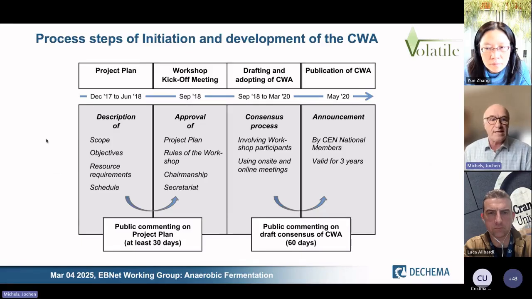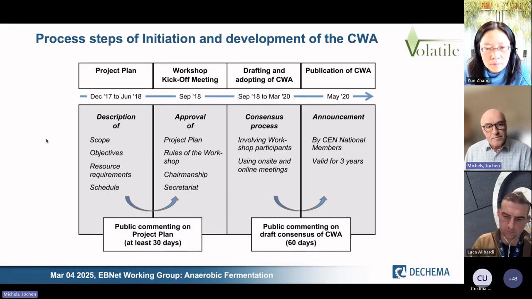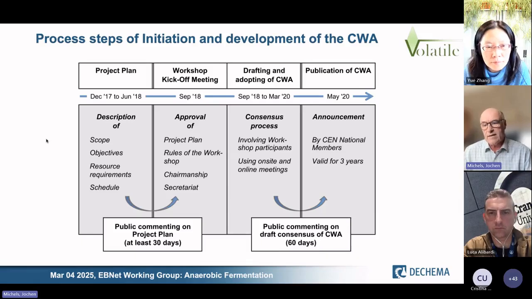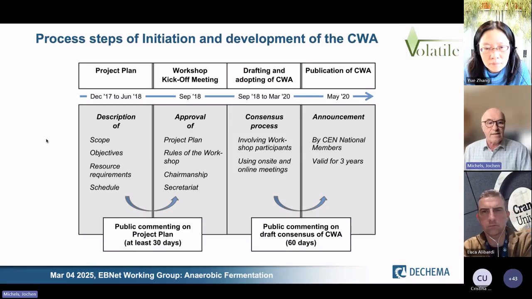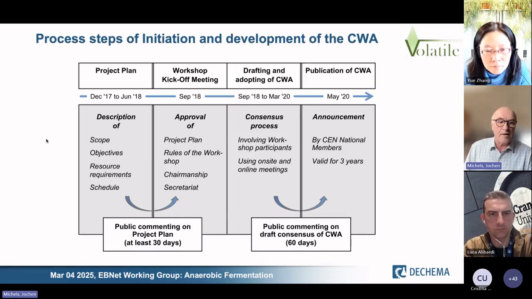This was the process long time ago. So just to give an overview of how this CWA works, on its administrative side, you have to make a proposal with a project plan where you describe scope and objectives and some kind of schedule and which resources you need.